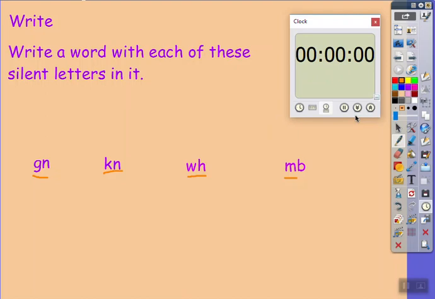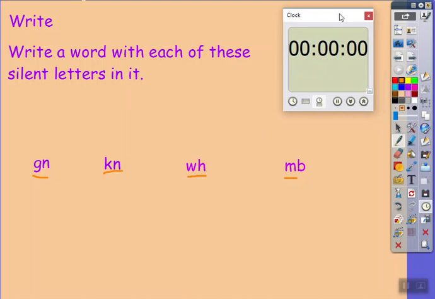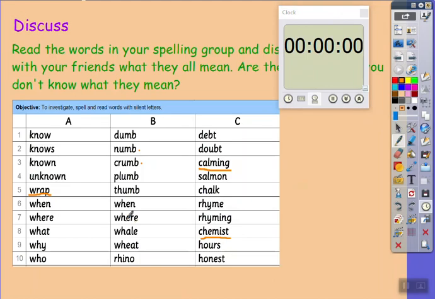Okay, there we go. I hope you have written some words there. All right, we're just going to refer back to our spelling word list. If you are in group A, you will see here there are lots of the WH sound. You could have written any of these: when, where, what, why, or who. We've also got whale and wheat over here.